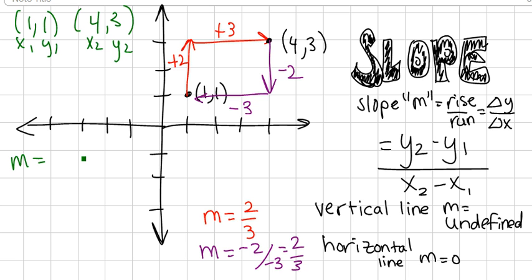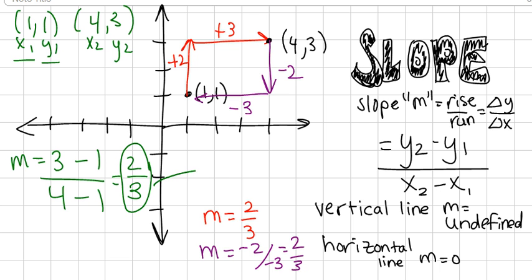So slope is equal to y2, well y2 is 3, minus y1, my y1 is 1, all divided by x2, which is 4, minus x1, which is this one. So 3 minus 1 is 2, and then 4 minus 1 is 3. So as you can see, we got the same slope.